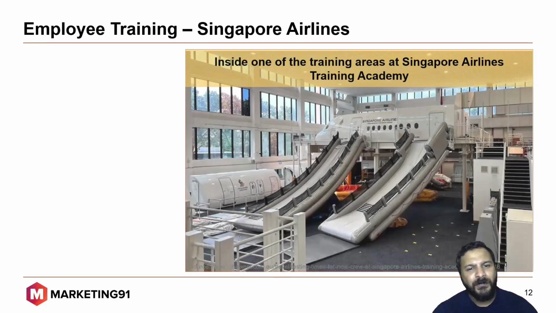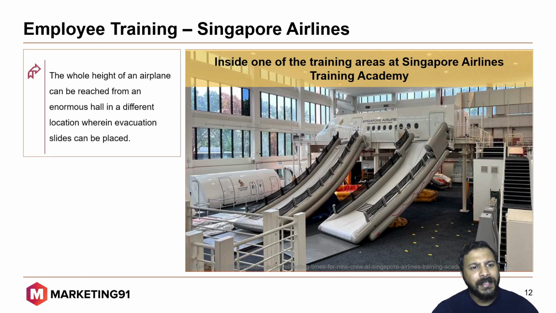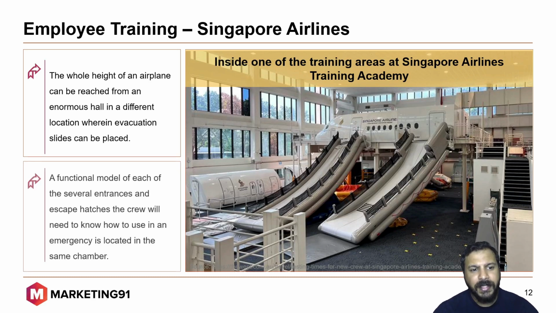Moving forward, inside of one of the training areas, the Singapore Airlines Training Academy. As you can see, the evacuation doors. The whole height of an airplane can be reached from an enormous hall in a different location wherein evacuation slides can be placed. A functional model of each of the several entrances and escape hatches the crew will need to know how to use in an emergency is located in the same chamber.